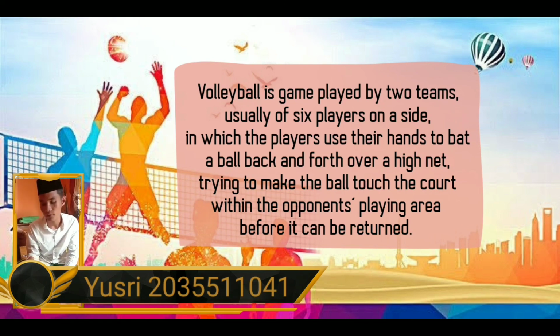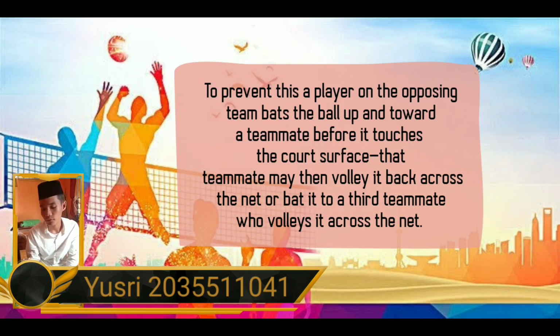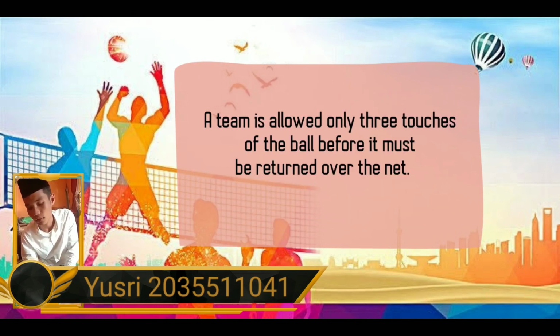court within the opponent's playing area before it can be returned. To prevent this, a player on the opposing team bats the ball up and toward a teammate before it touches the court's surface. That teammate may then volley it back across the net or bat it to a third teammate. A team is allowed only 3 touches of the ball before it must be returned over the net.